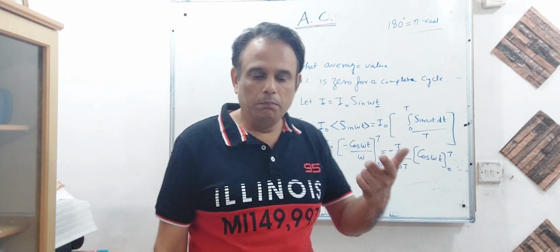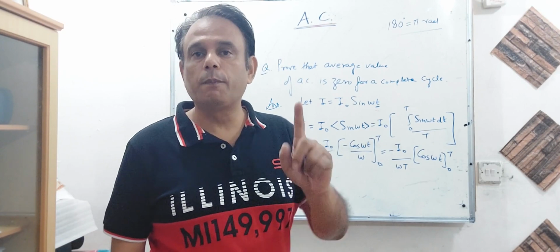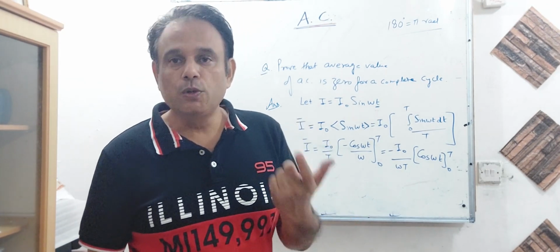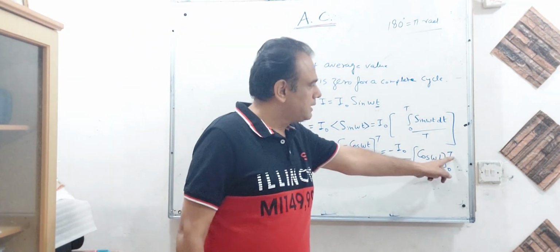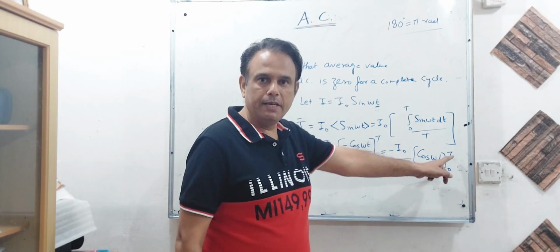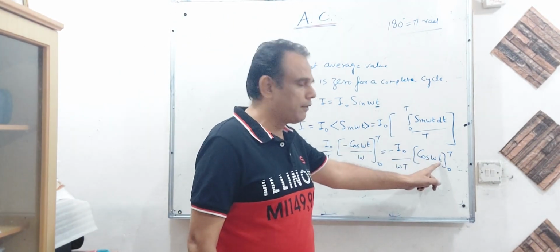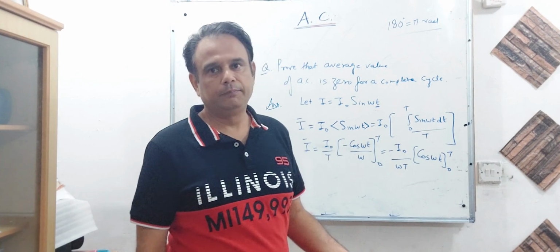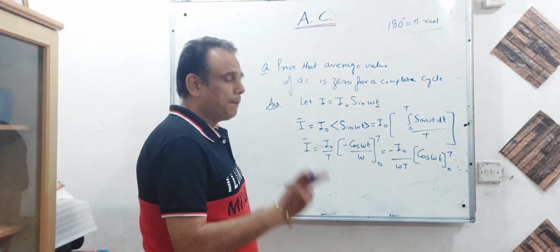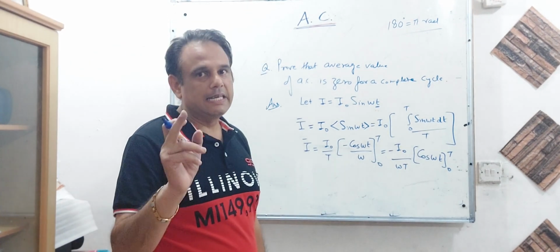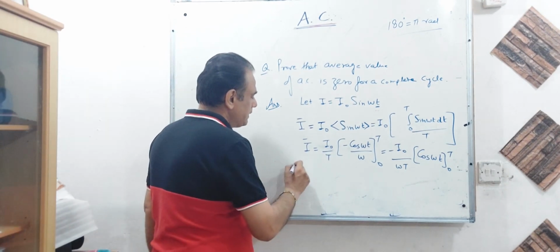Now, maybe many of you may not be knowing how to apply limits. What is the rule for limit? So upper limit, you replace this small t by upper limit t. Then minus, you have to replace this t with lower limit. Upper limit minus lower limit, that is the rule. So I am going to apply it here.